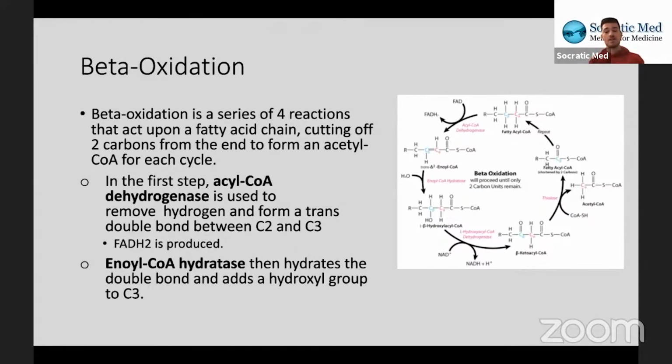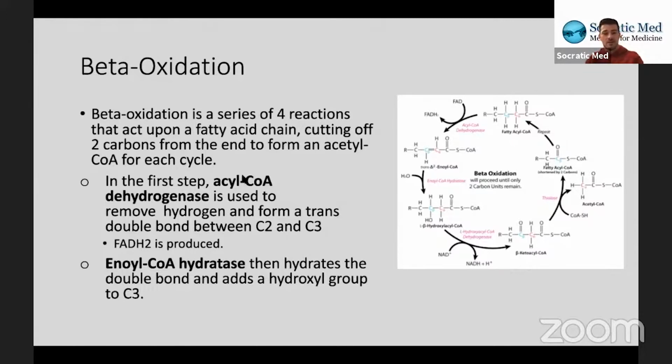So acetyl-CoA is just a two carbon molecule. We're basically just modifying and cutting off these two carbons until we finally get down to only two carbons, and we just call it an acetyl-CoA, and the entire molecule has been separated into two carbon acetyl-CoAs. And it happens in 4 steps.